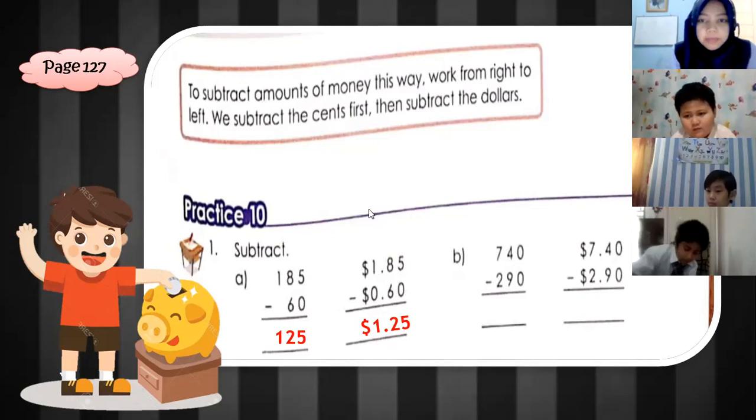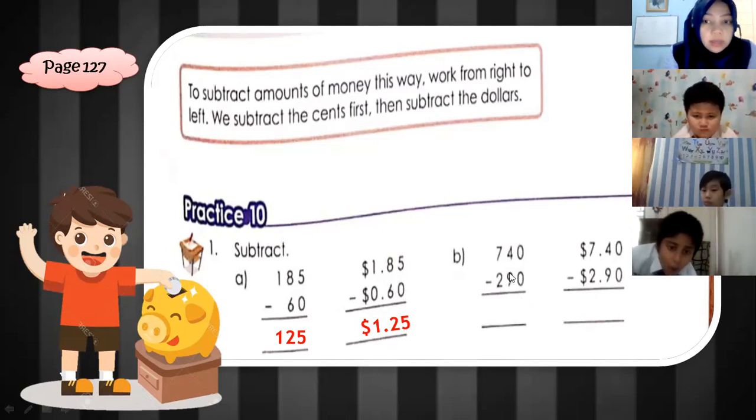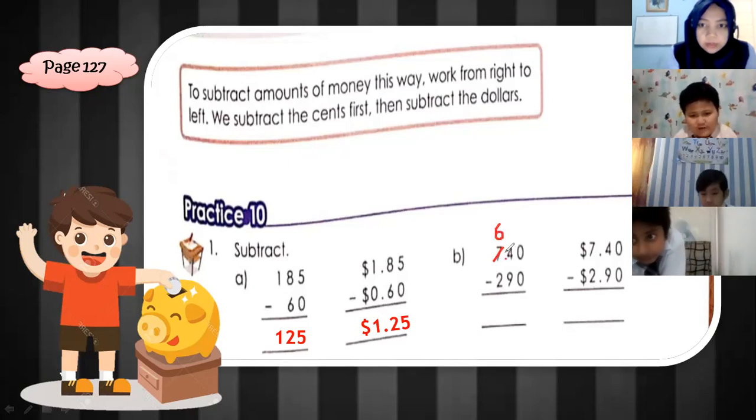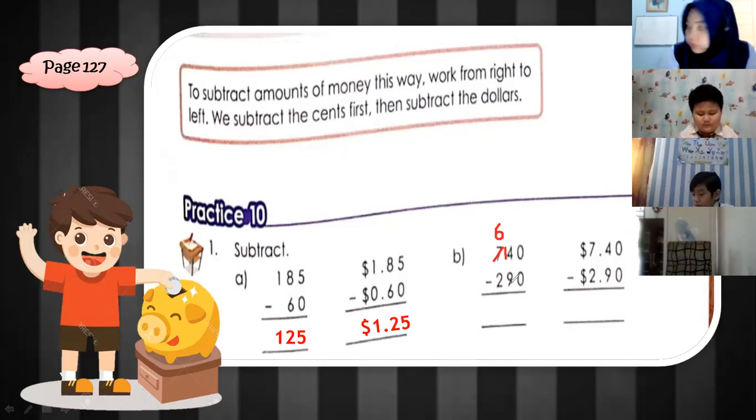Okay, next. B, 740 minus 290. 0 minus 0 equals to? 0. Good. 4 minus 9. Can you minus 4 with 9? No. What you have to do is borrow from 7. 7 becomes 6. 4 becomes 14. 14 minus 9 equals to 5. 6 minus 2? 4. So, 450. Okay, good. This is without dollars.